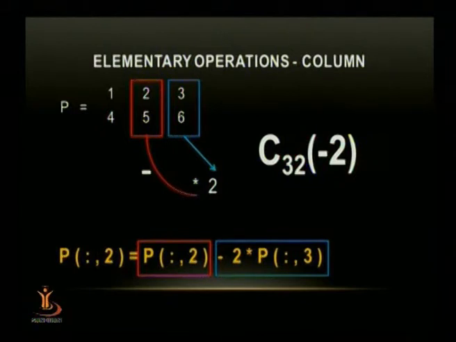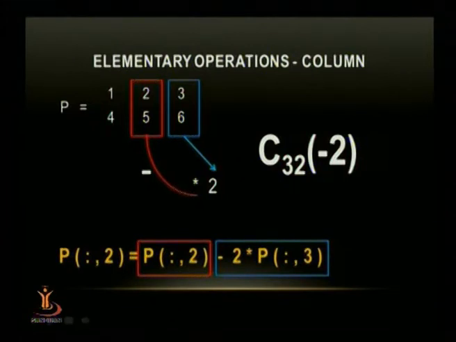Let's go step by step. First, what we want to do? We want to extract column 3 from this matrix. How we do it? And here is the answer. P braces open, colon, comma 3. So all rows of third column. We have third column. Okay, we will multiply it with minus 2.